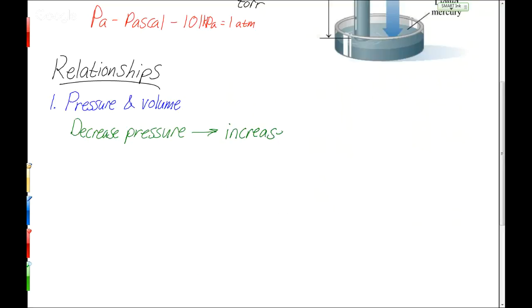Let's talk about why. The demo we're going to do on Wednesday, I guess we'll just draw it and talk about it. We've got this bell jar, and we can put some balloons in there, pretty small balloons with a little bit of air.